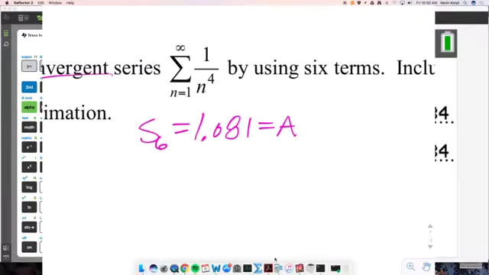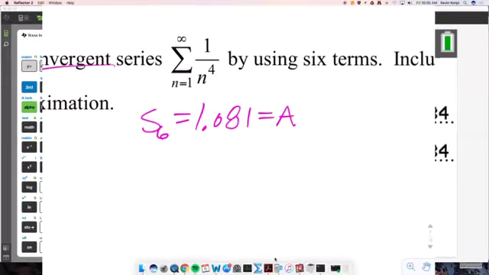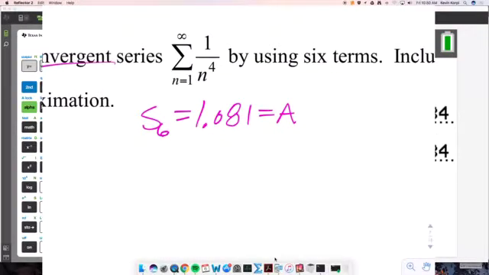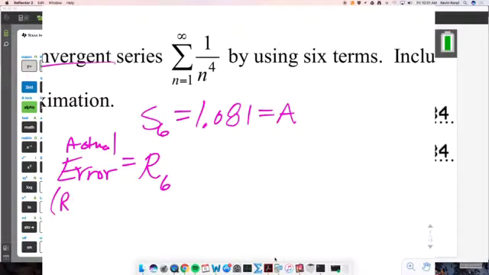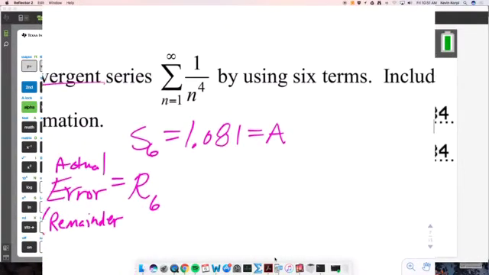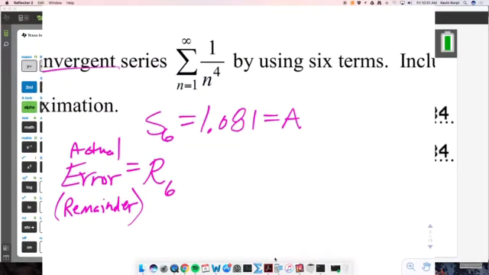But I can figure out an error by using the integral remainder test. So here we go. The actual error, let me go ahead and write that. The actual error is going to be, we'll call it R sub 6. We call it the remainder as well. It's another way to say it. What's left over from our approximation to the actual. So we use R for that, subscript 6. It's equal to the absolute value of the true sum S, which we don't know, minus S sub 6, which we just found.